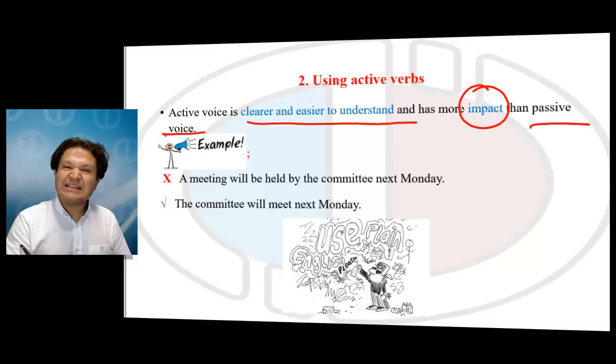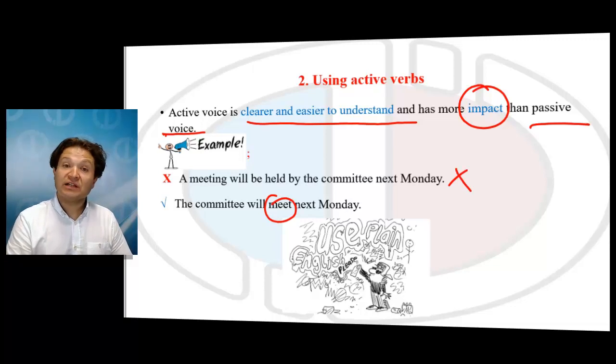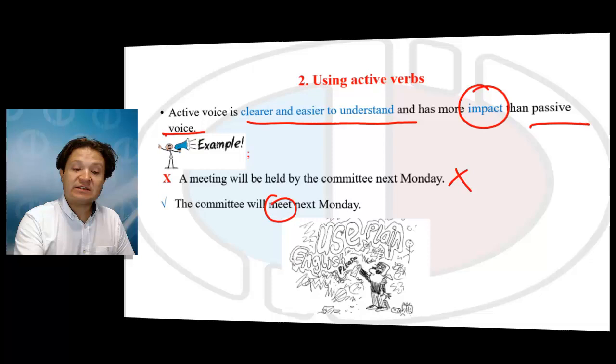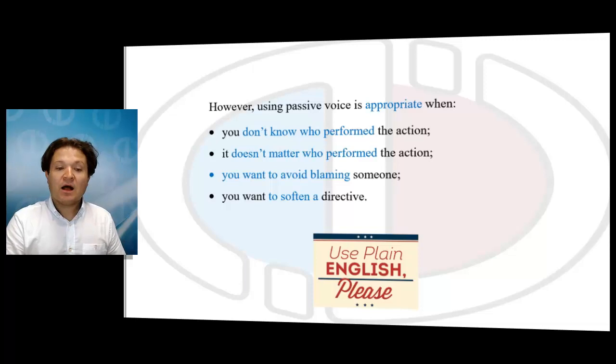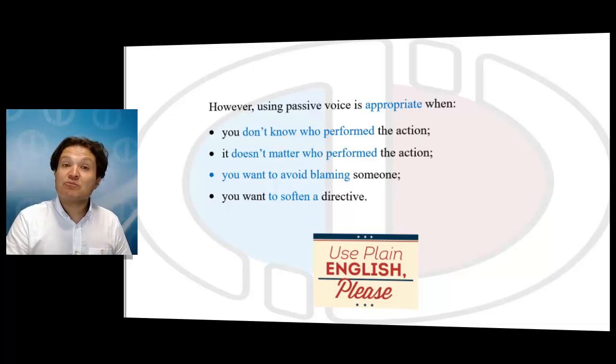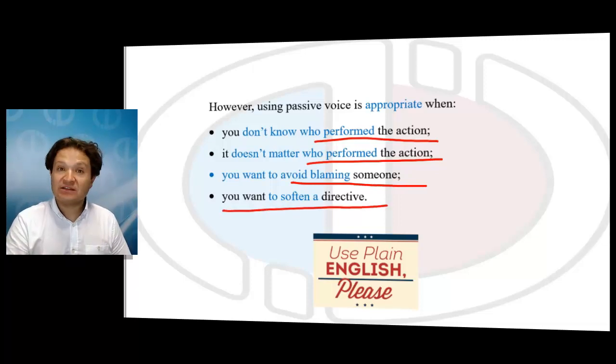The second sentence is easier for the reader to understand because it was written with an active verb. However, the first sentence is more difficult for the reader because it was written with a passive verb. However, using passive voice is appropriate when you don't know who performed the action, when it doesn't matter who performed the action, when you want to avoid blaming someone, or when you want to soften an objective.